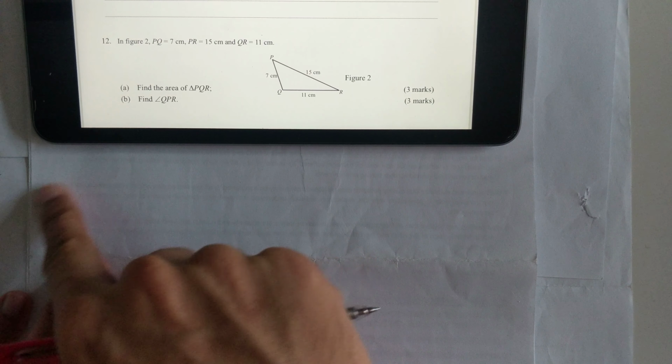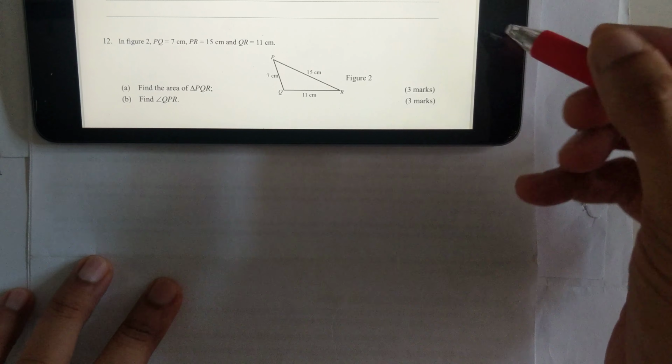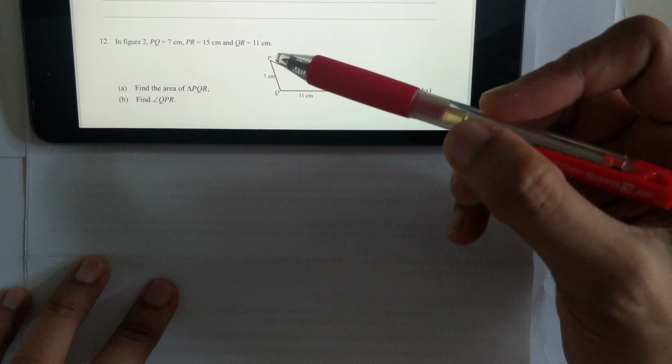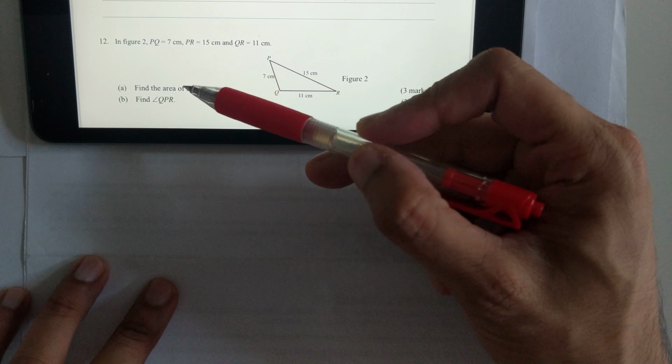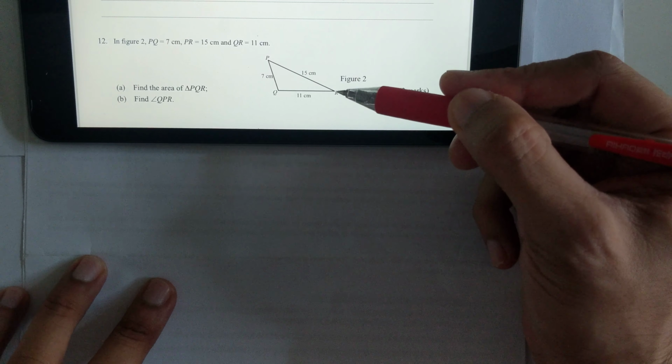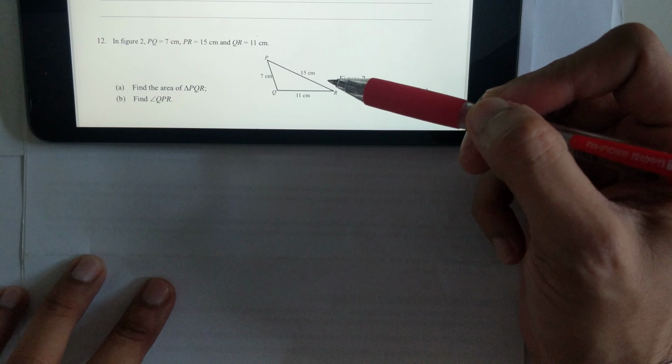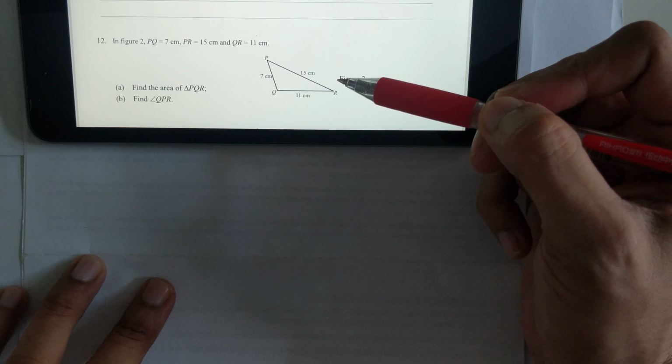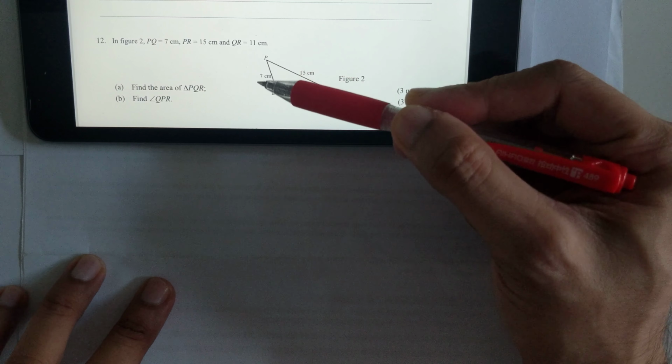Number 12 is a trigonometric question. So in this case, first of all, they want us to find the area. There are two ways we've learned this year to find the area. One of them is half AB sine C. If you think about half AB sine C, you need an angle called C. There is no such angle given in this question.